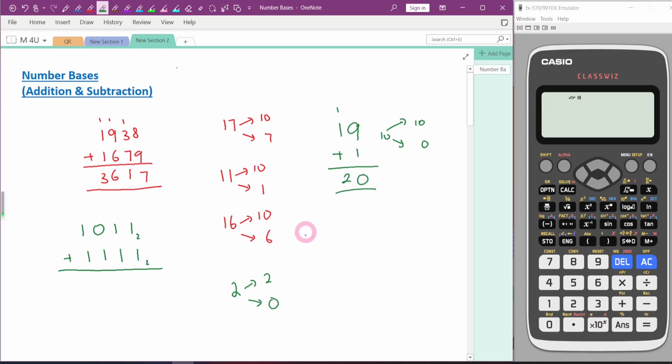Now we are going to apply the same concept here. 1 plus 1 is equal to 2, but because this is base 2, we cannot write 2. So 2 is equal to 2 plus 0, we only write 0. And the 2, we add 1. Be careful, add 1, not 2. It's the same thing here: the 10, we add 1 here. So this is 2, we add 1 because this is base 2.